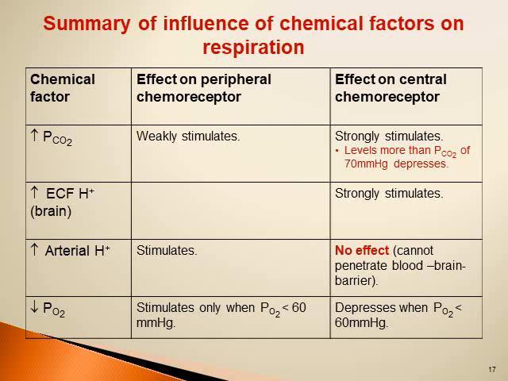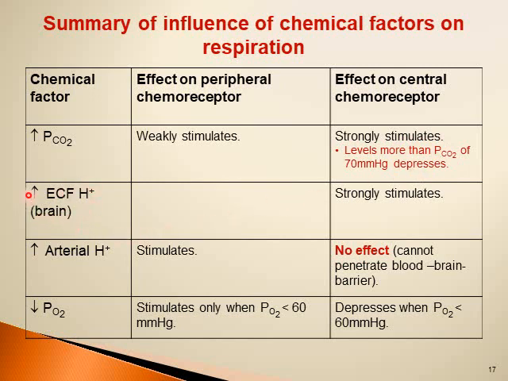Here we can see a summary of the influence of different chemical factors on respiration, and we are talking about carbon dioxide, oxygen, and hydrogen, both in the CSF and the arterial blood. So an increase in the partial pressure of carbon dioxide will weakly stimulate the peripheral chemoreceptors, but it will strongly stimulate the central chemoreceptors to stimulate ventilation. As I said, levels higher than 70 to 80 millimeter mercury can directly depress the respiratory area.